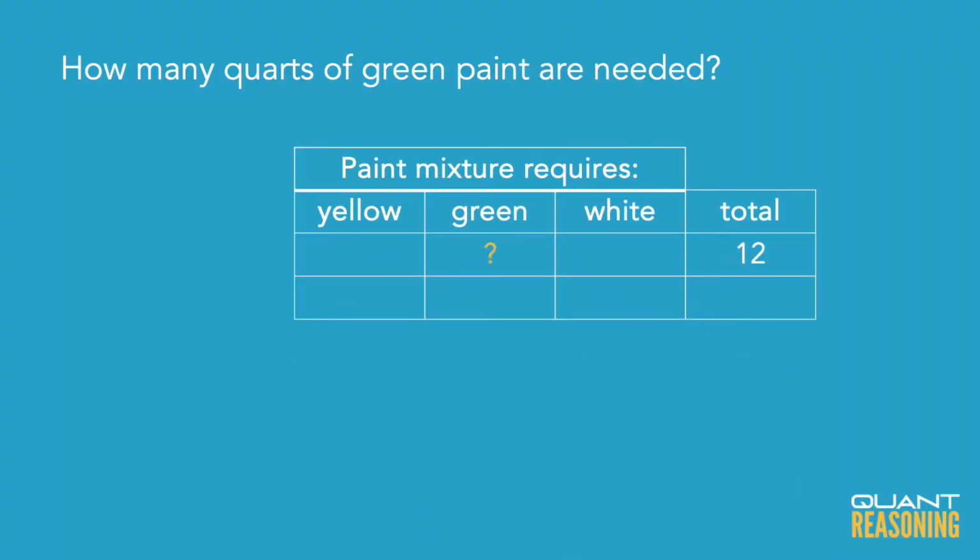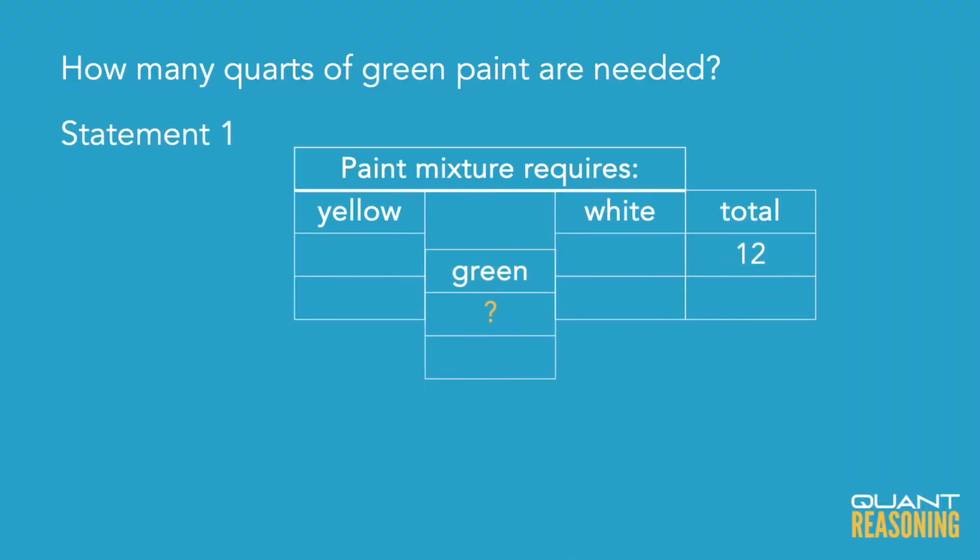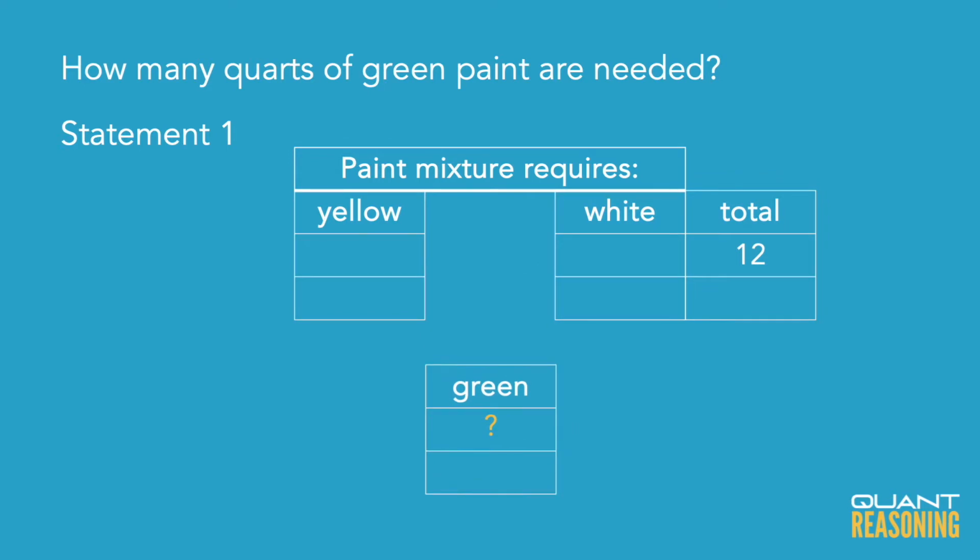If I knew that the fraction of green out of the total needs to be a quarter, then I'd say we need 3 quarts of green because 3 is a quarter of 12. So looking at the statements, I can see that statement 1 does allow me to infer what fraction of the total the green needs to be.